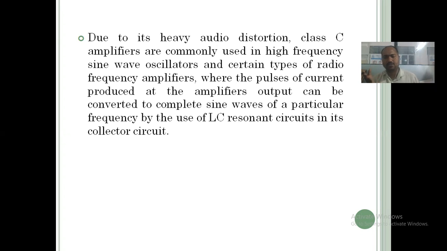The signal strength should increase, but that should not affect the audio signal, right? That's why the class C type of amplifier is used for the purpose of a sine wave oscillator, which should be used for the purpose of radio frequency signals, right? Those are the applications of this type of configuration. It is also used for the purpose of radio signal tuning.